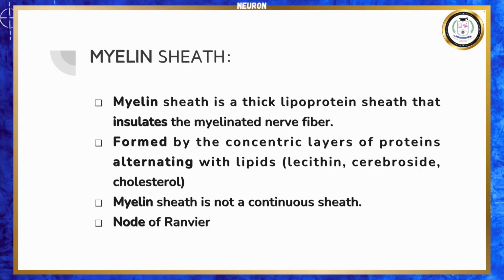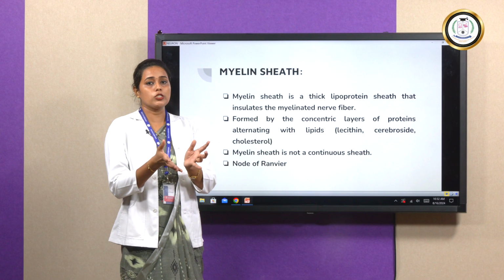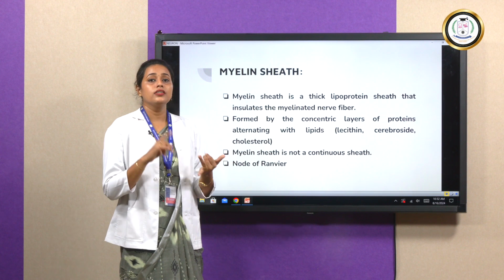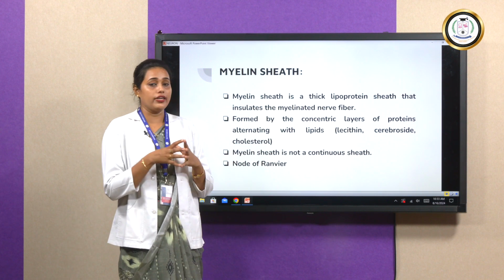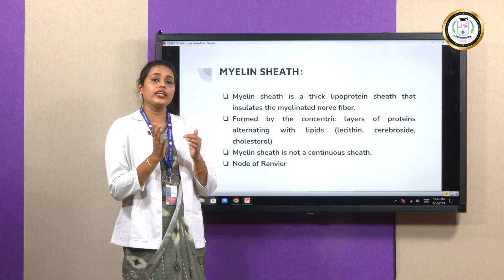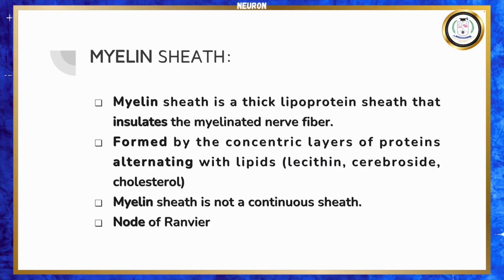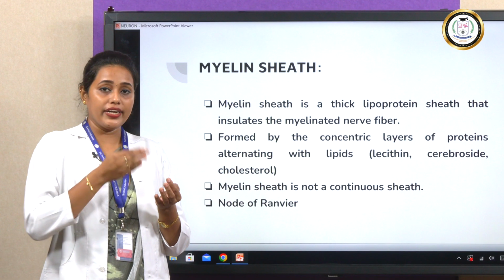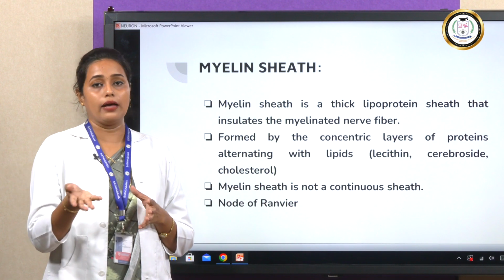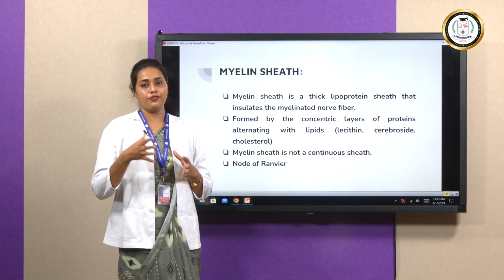This myelin sheath is a lipoprotein layer formed by concentric layers of protein alternating with lipids. To be more specific, lecithin, cerebroside and cholesterol layers alternate between the concentric layers of protein. The myelin sheath is not a continuous sheath. At specific intervals, the myelin sheath will be absent. The point at which the myelin sheath is absent is called the node of Ranvier.